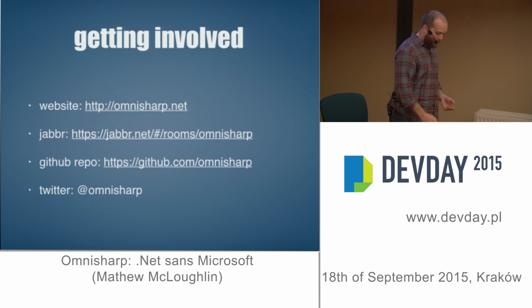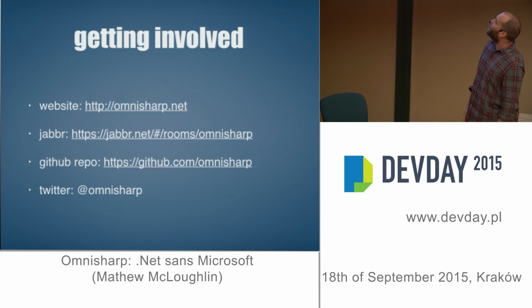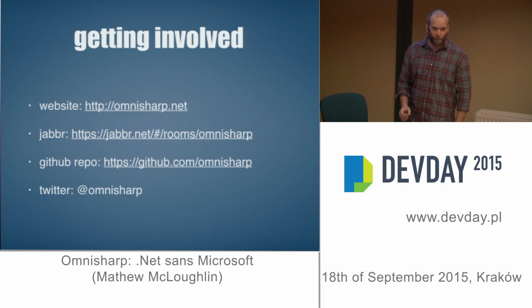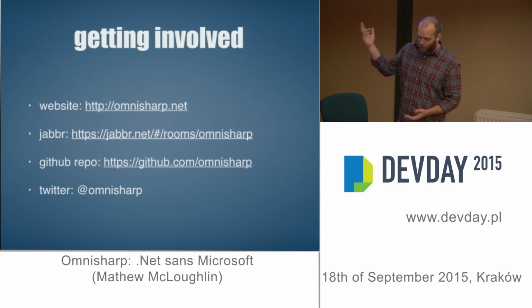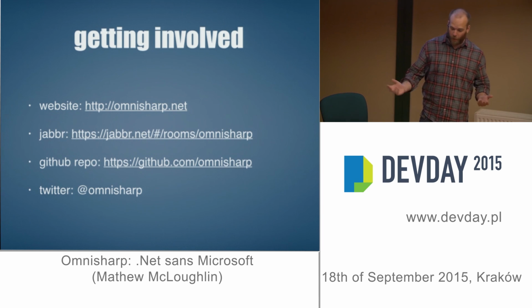So that's pretty much it. If you want to get involved, that's the website, omnisharp.net. We have a room on Jabber. Some of the guys who work on the project are very nocturnal, so there's always somebody in there. So come chat to us, the GitHub repository, and finally a Twitter handle that we occasionally share news on.